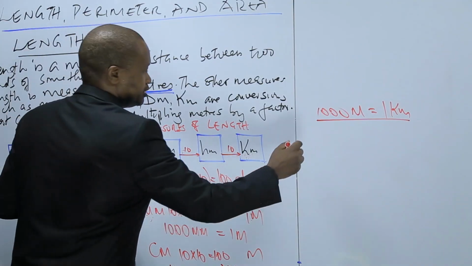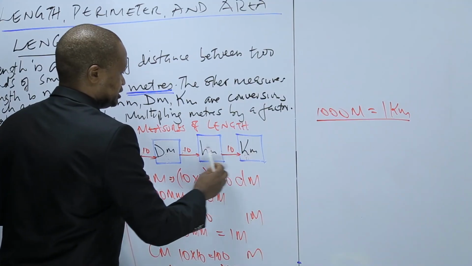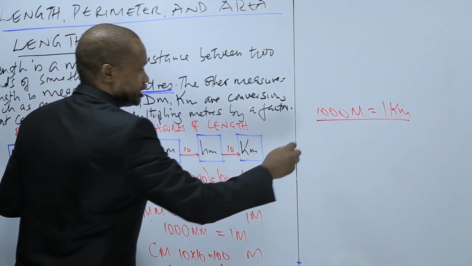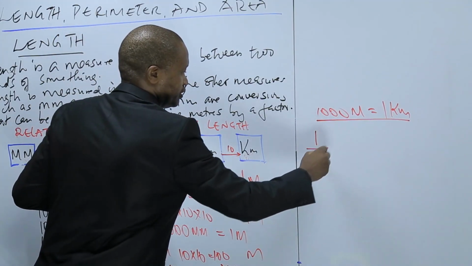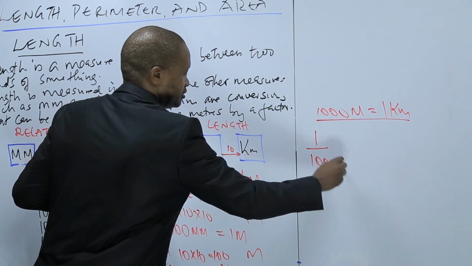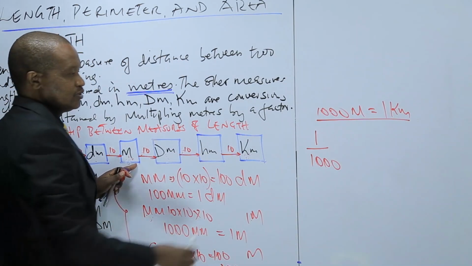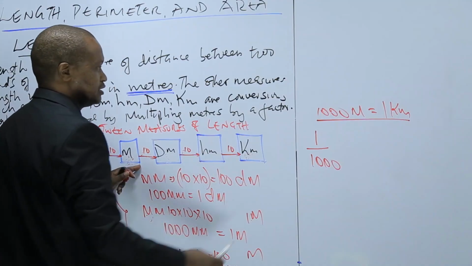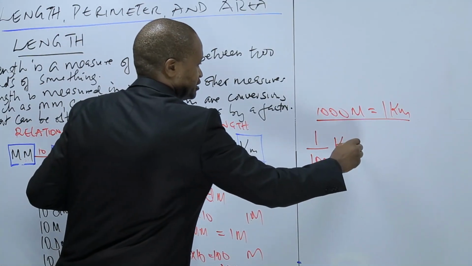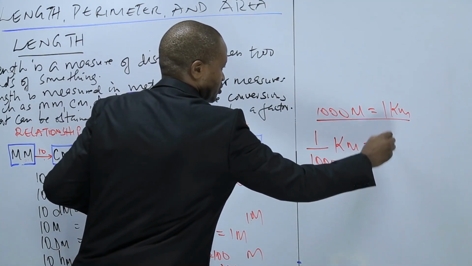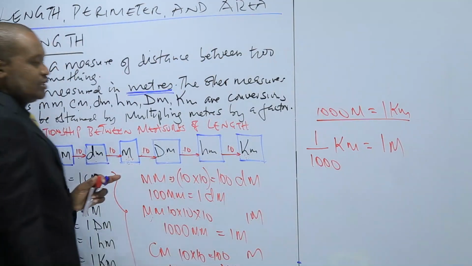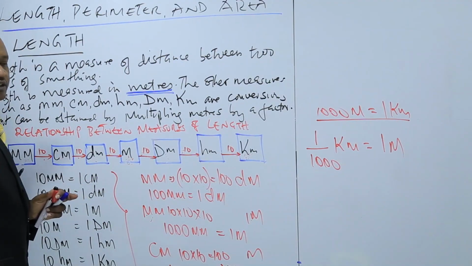So we'll have 10, 10, 10. So we'll have 1 over 1,000. We divide: 1 divided by 1,000 kilometers is equal to 1 meter.